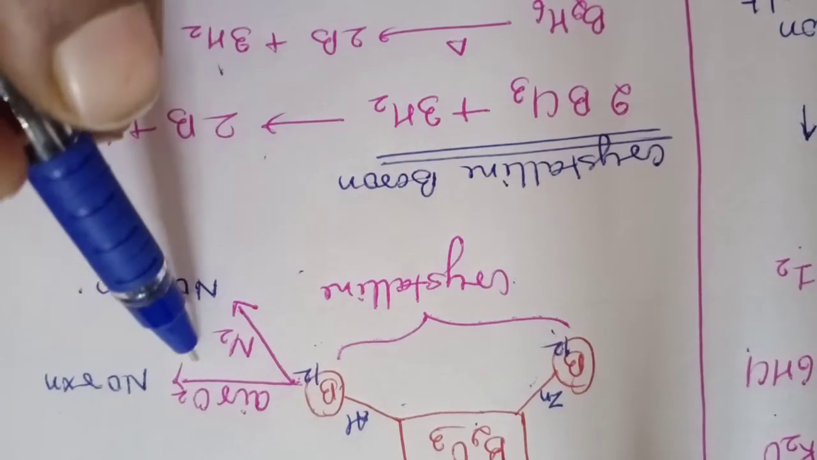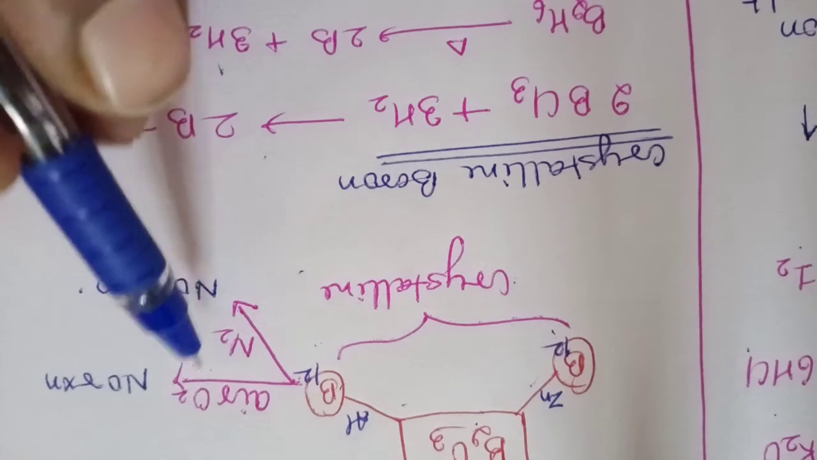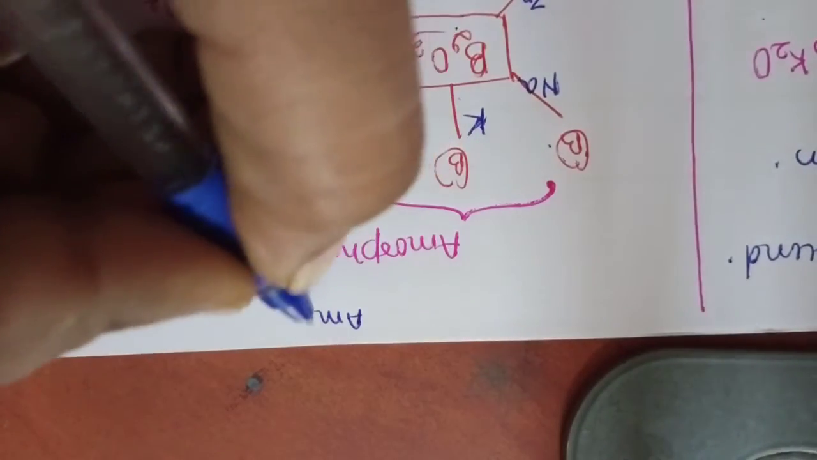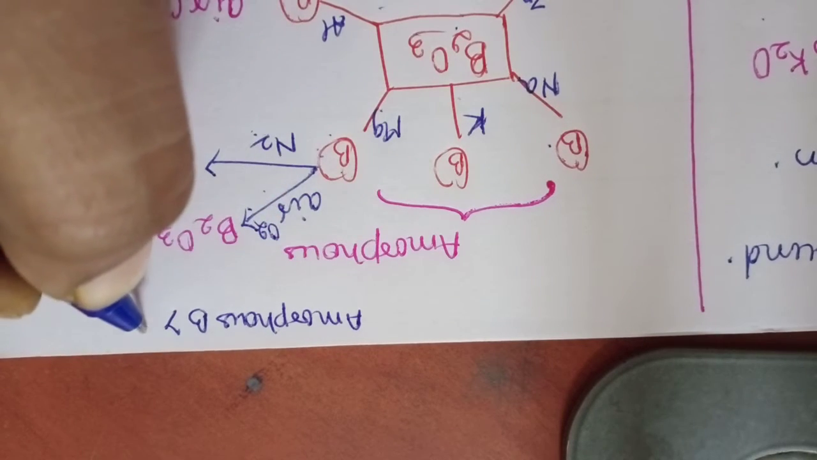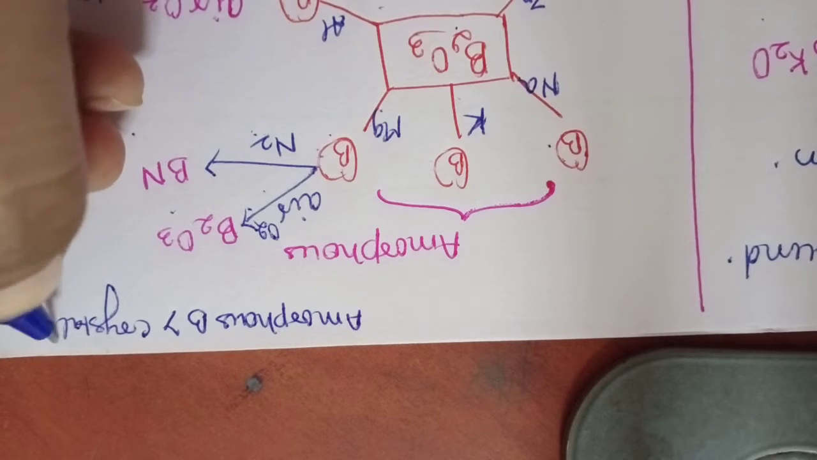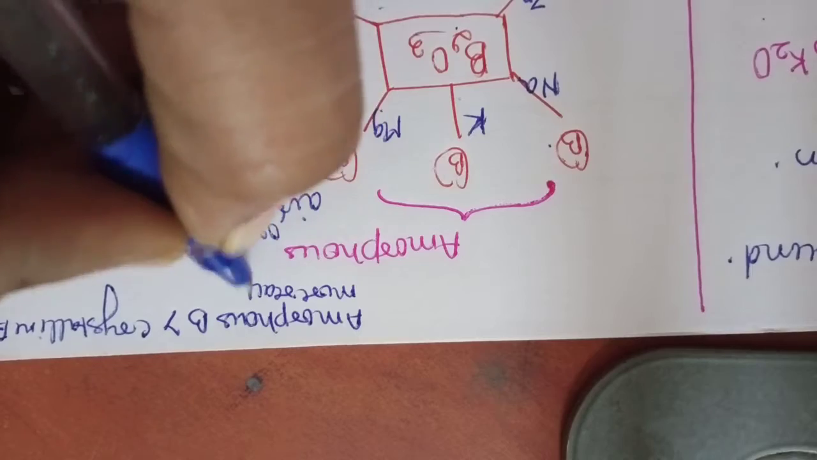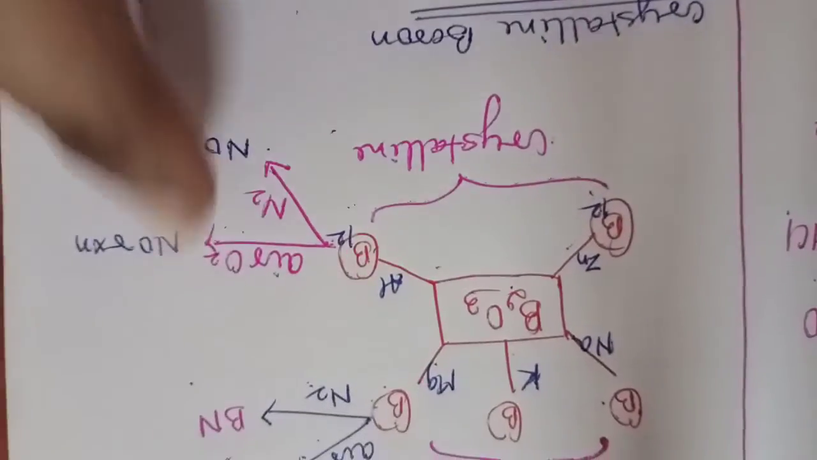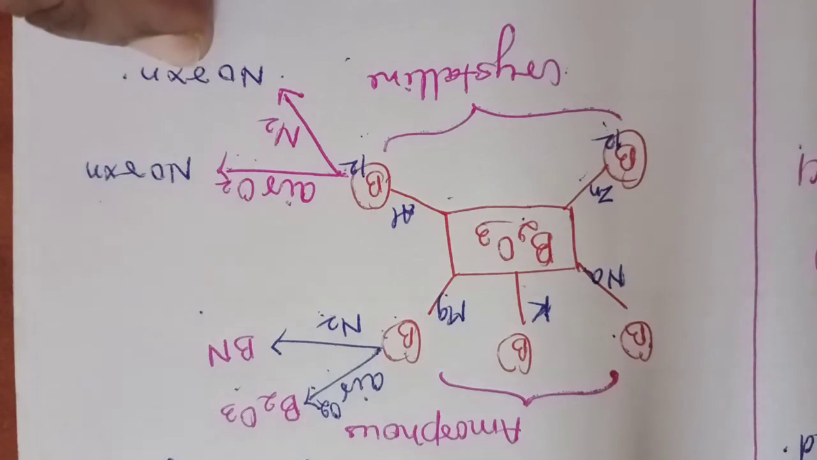But this crystalline boron has no reaction with air, the oxygen of the air as well as nitrogen. It shows no reaction. Hence we can say that amorphous boron is more reactive than crystalline boron. So I have made a summary of how you can prepare amorphous and crystalline boron.